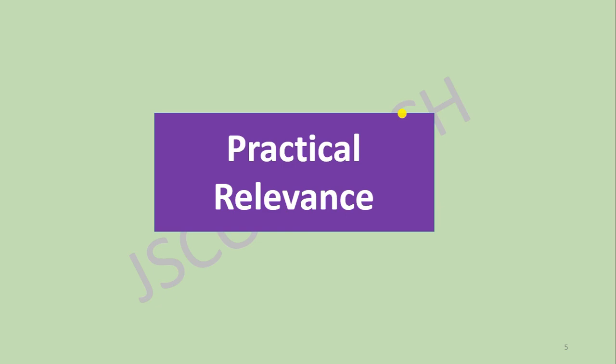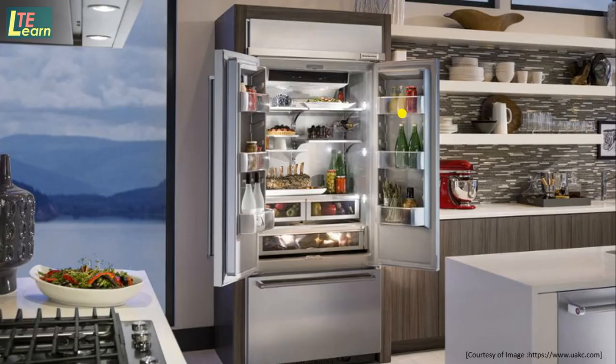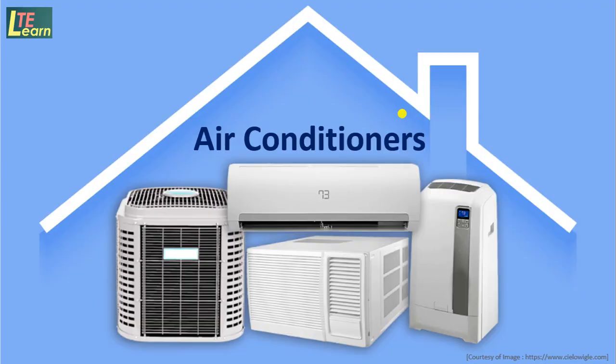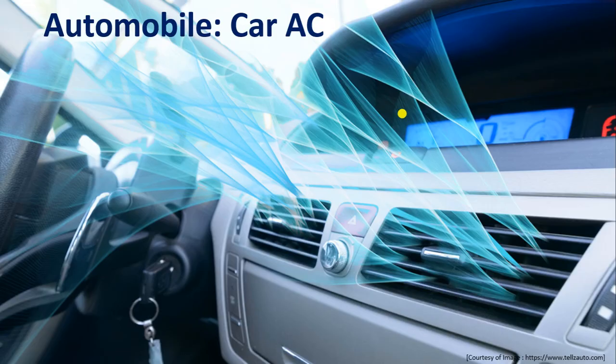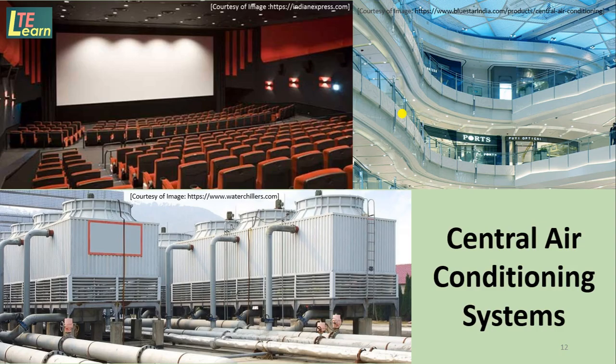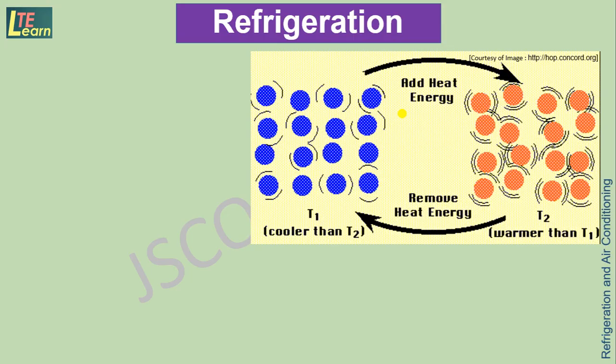Practical relevance is: we know various low temperature applications such as domestic refrigerator, water cooler, air conditioners, automobile air conditioner, cold storage, ice plant, and central air conditioning systems. In all these applications, temperature at the desired space is maintained below the surrounding temperature. This is possible by the process which is called as refrigeration.